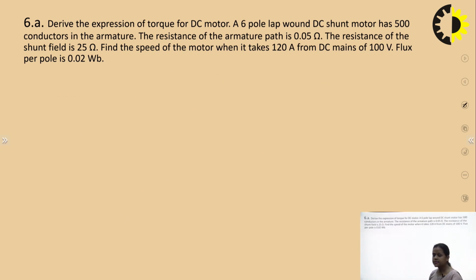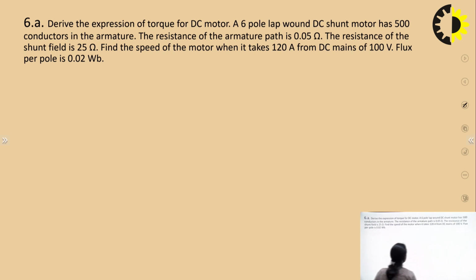So the question is, a 6-pole lap wound DC shunt motor has 500 conductors in the armature. The resistance of the armature path is 0.05 ohm. The resistance of the shunt field is 25 ohm. Find the speed of the motor when it takes 120 ampere from DC mains of 100 volt. Flux per pole is 0.02 Weber.